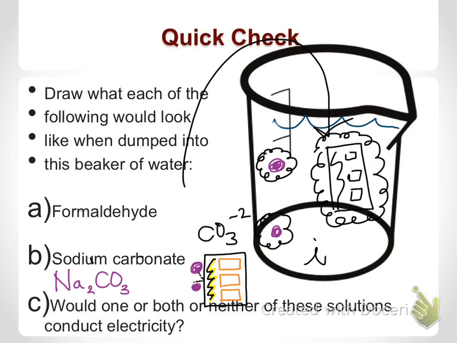Now the i value here would be 1, 2, 3 again. And because I have free-flowing ions here, it would be electrolytic. However, in formaldehyde, there were no free-flowing ions, so that would not be electrolytic. So would one or both or neither, just B would be electrolytic because it has the free-flowing ions.